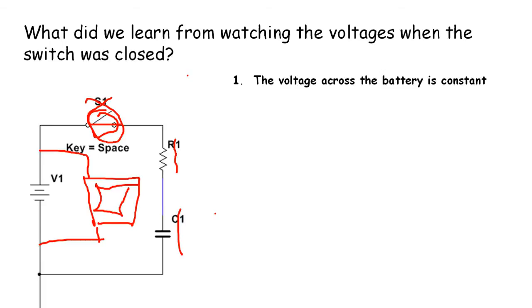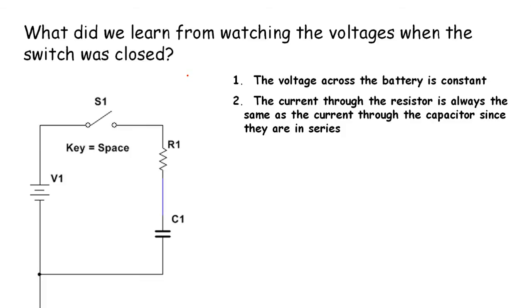All right, let's see, what else did we learn? Current through a resistor is always the same as the current through the capacitor since they're in series. I didn't mention that in our show on the Multisim, but if we've got current going that way, current's going to go through here because it's all a series circuit. We can't have any current through the resistor unless we have current through the capacitor. So we know that's true.